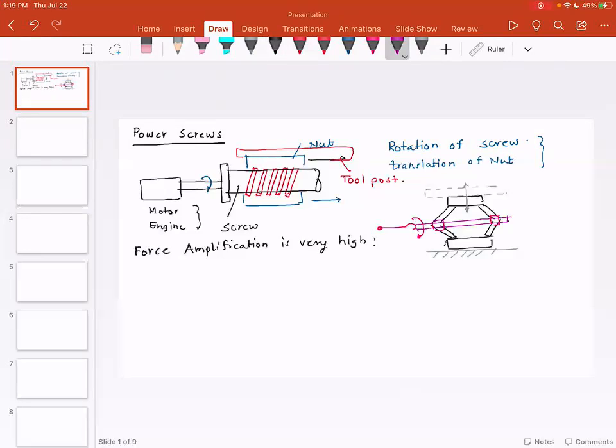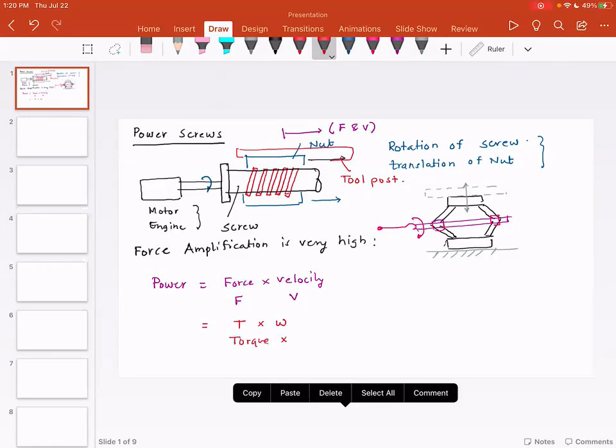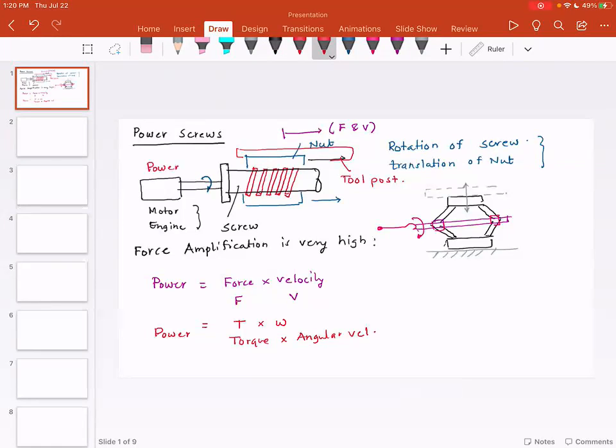I want to give you two approaches for this. If you think about it, power is equal to force times velocity. I'm going to call the velocity of the nut V, and the force F. On the nut, you have F and V. Power is also given as torque times angular velocity. Torque times omega is the power of the motor, and F times V is the power of the nut.